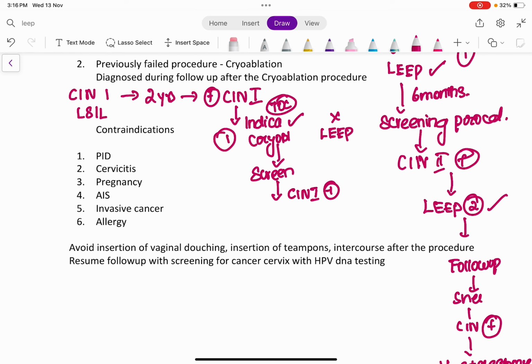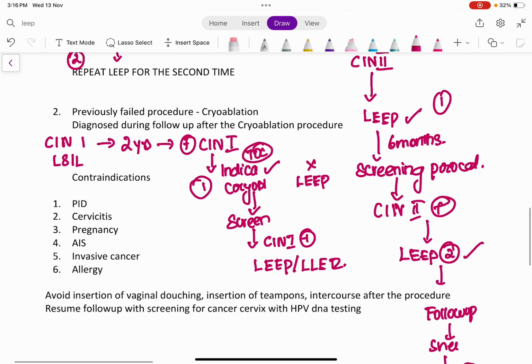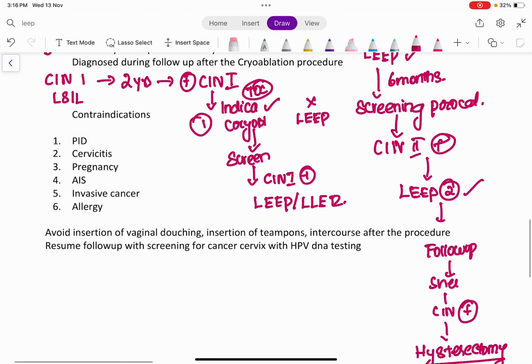For the second time, you need to consider an excisional procedure such as the LEEP, which is also known as LLETZ. So in case of failure of a previously failed procedure such as cryoablation, done the first time, you need to consider the excisional procedure such as LEEP the second time. So the second indication is a previously failed procedure, that is cryoablation, which was done as the treatment of choice for CIN1. Is that clear? Okay.